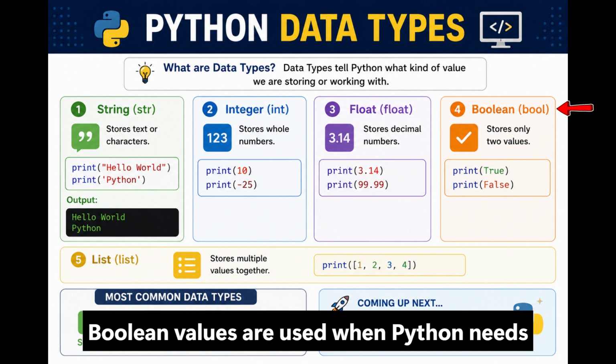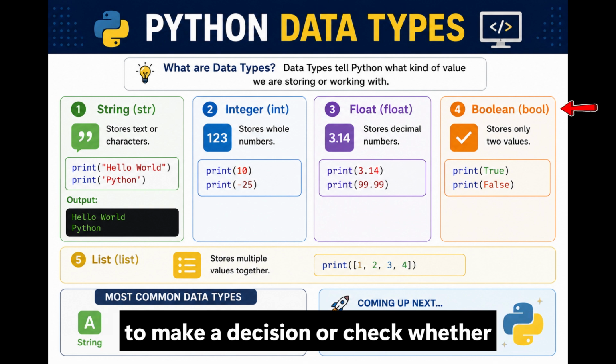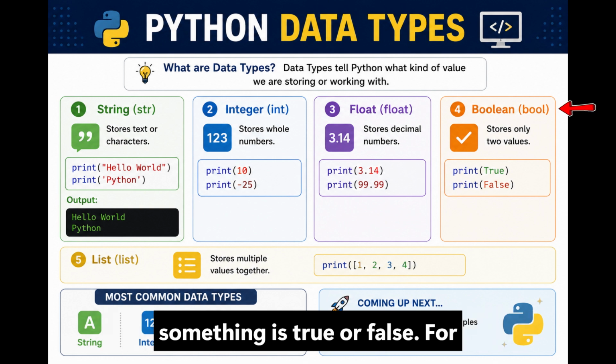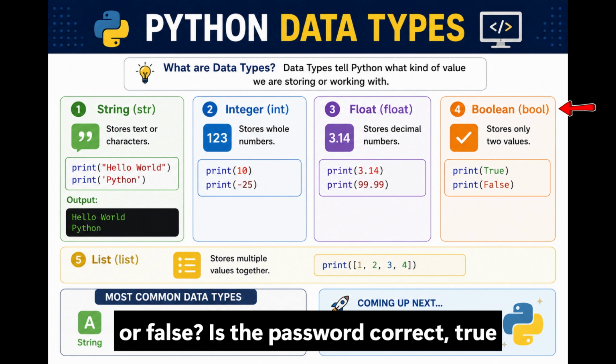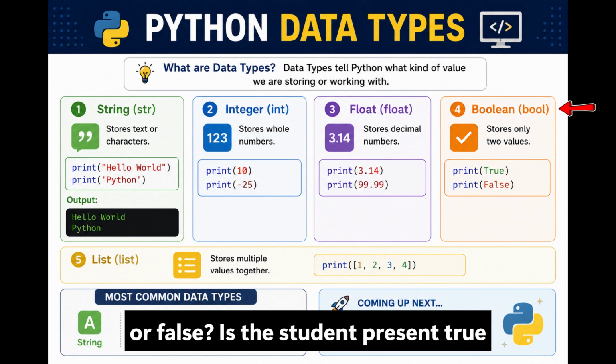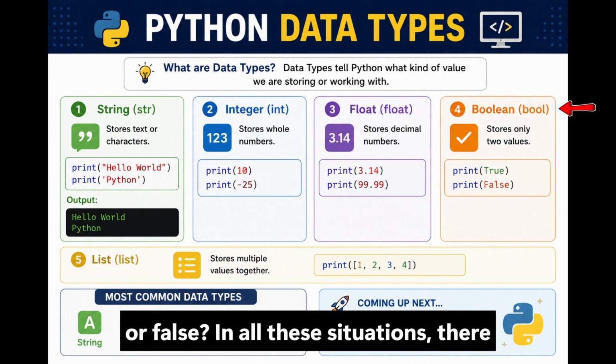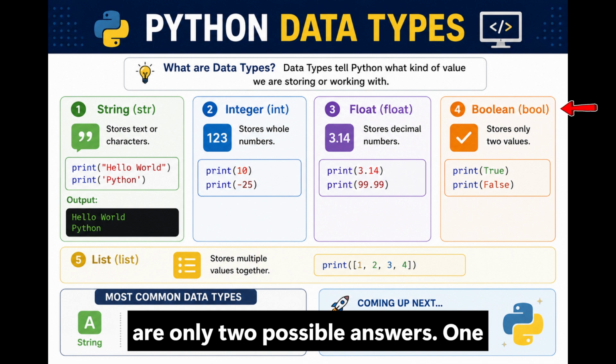Boolean values are used when Python needs to make a decision or check whether something is true or false. For example, is the user logged in? True or false? Is the password correct? True or false? Is the student present? True or false? In all these situations, there are only two possible answers.